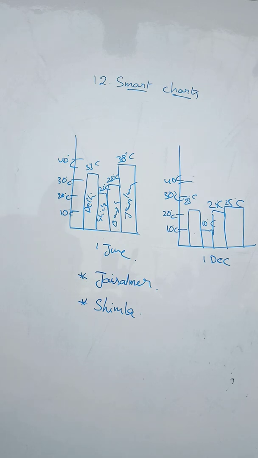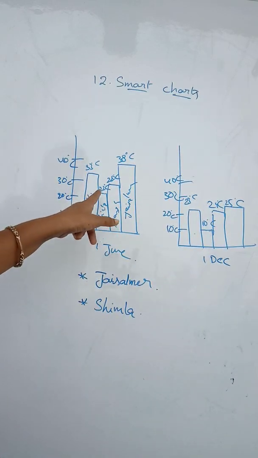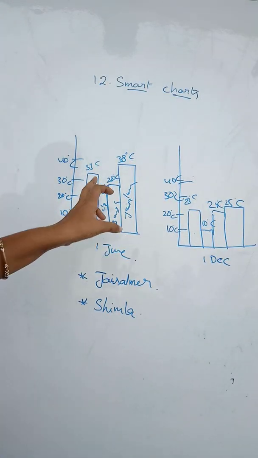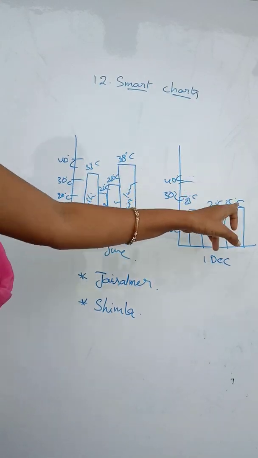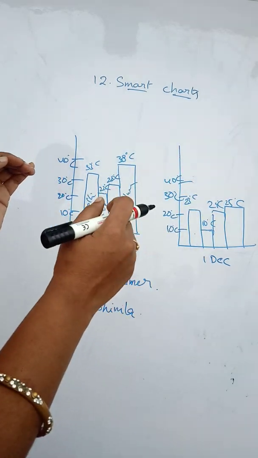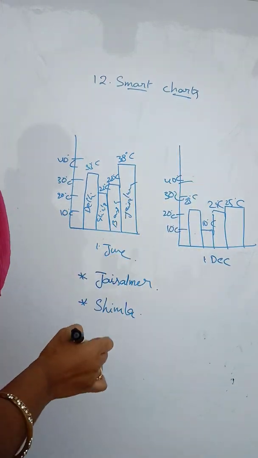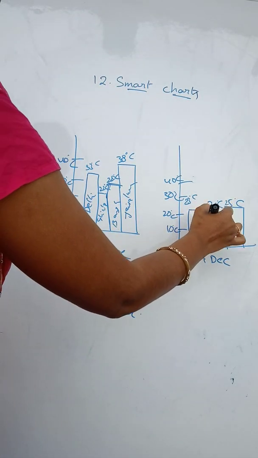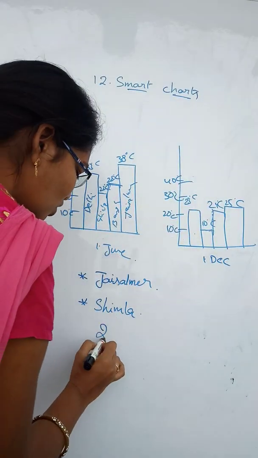Which city shows little change in temperature over the 2 days? Here 33 and 23, a difference of 10. 22 and 10, a difference of 12. 28 and 24, only 4 degrees difference. 38 and 25, 13 degrees difference. Which has the least change between 1st June and 1st December? Only Bangalore: 28 degrees on 1st June, 24 degrees on 1st December. So we have less difference.